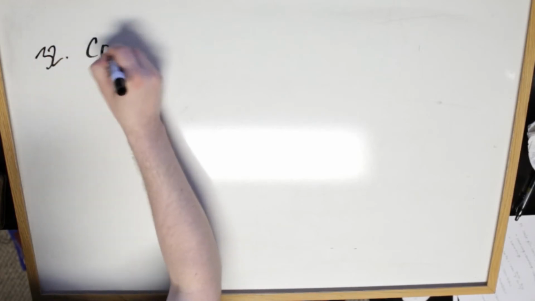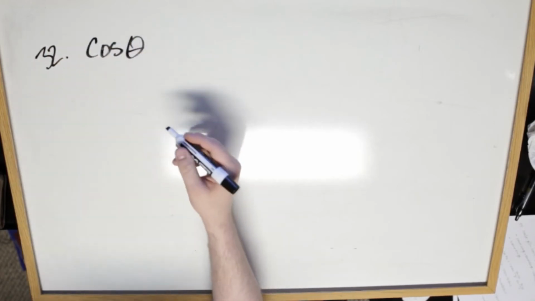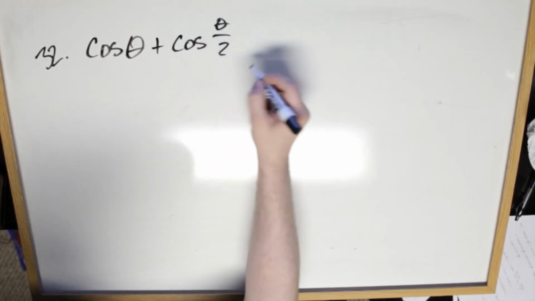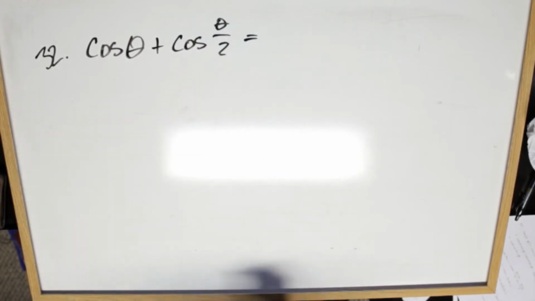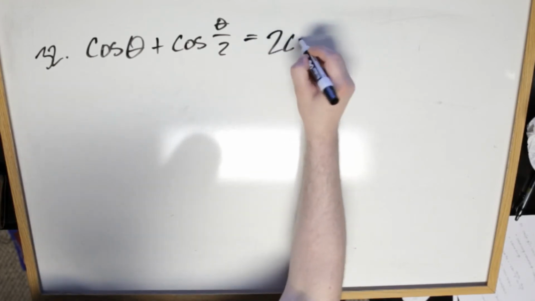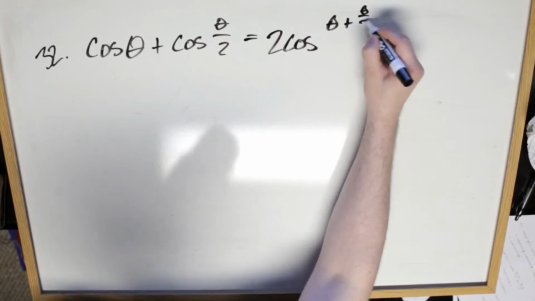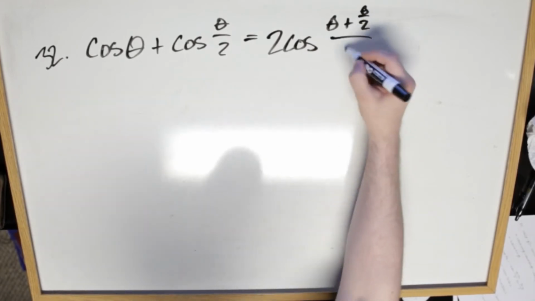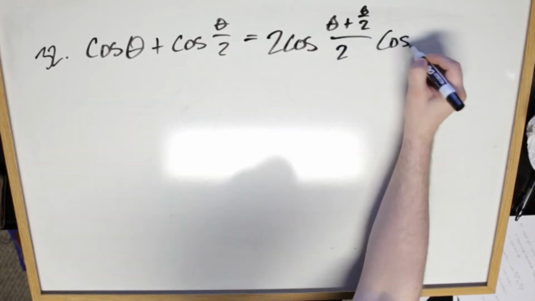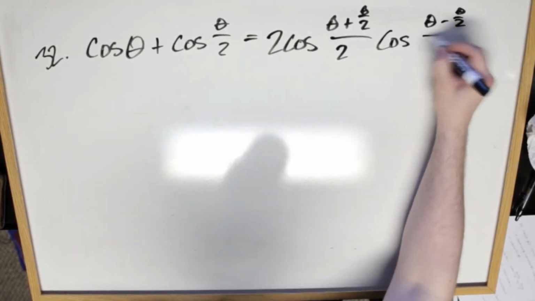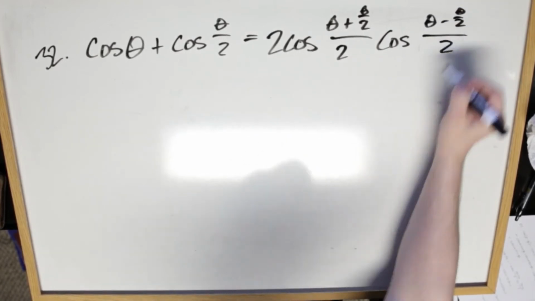So this is cosine theta plus cosine theta over 2 is equal to 2 cosine of (theta plus theta over 2) over 2, times cosine of (theta minus theta over 2) over 2. Okay.